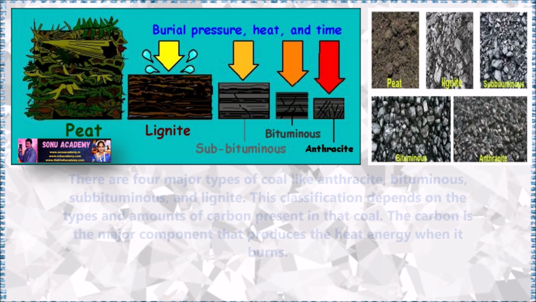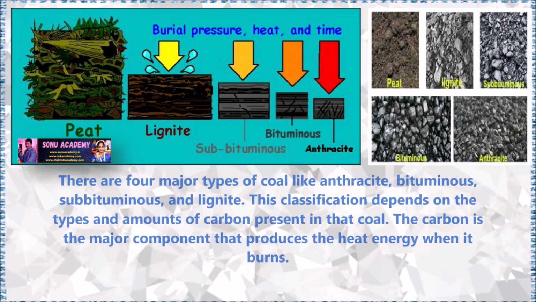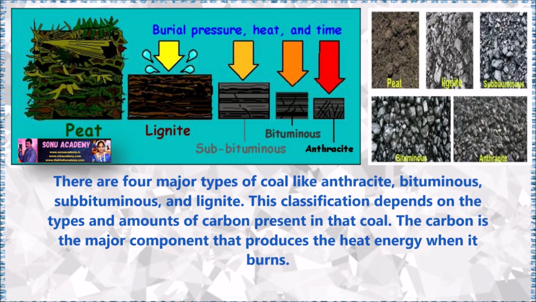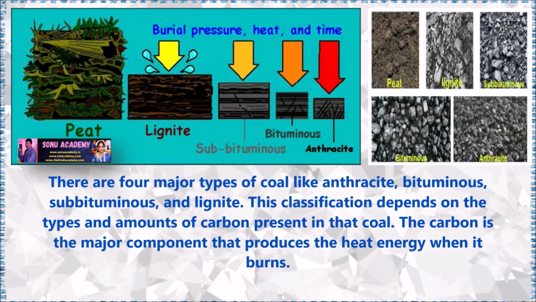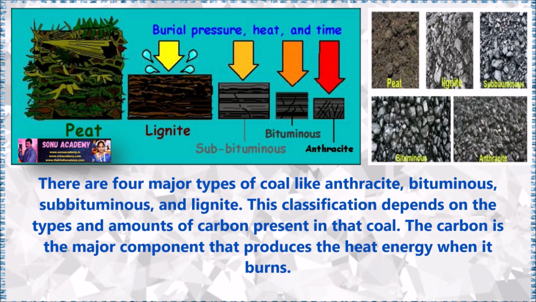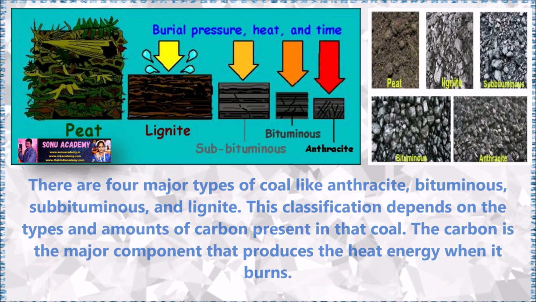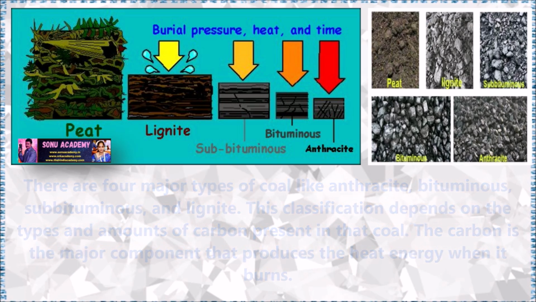Children, now let us discuss the types of coal. There are four major types of coal: anthracite, bituminous, subbituminous, and lignite. This classification depends on the amount of carbon present in the coal. Carbon is the major component that produces heat when it burns.